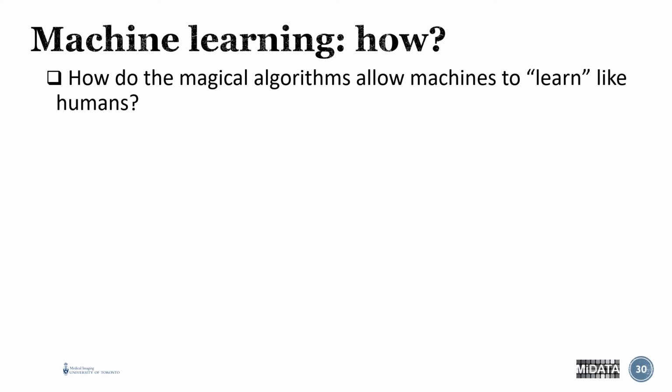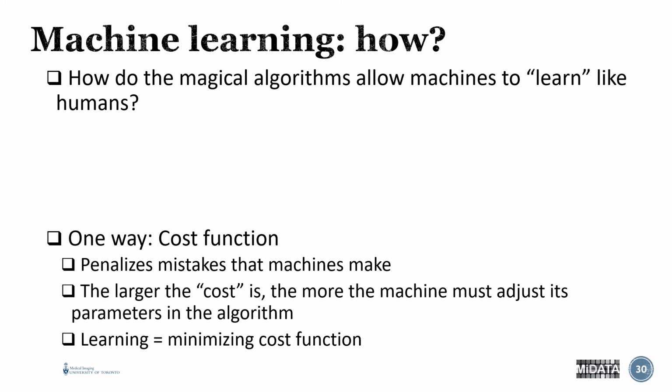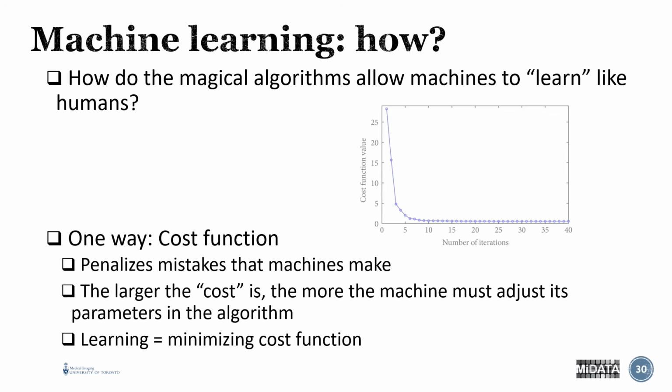So how do these magical algorithms allow machines to learn like humans? Well, one way is by describing what's called the cost function. It penalizes mistakes that machines make. The larger the cost is, the more the machine adjusts or must adjust its parameters in the algorithm. So learning in this case could be compared to minimizing the cost function.